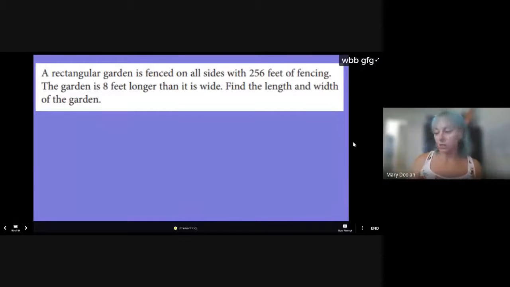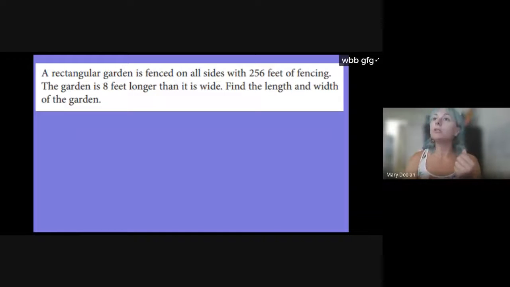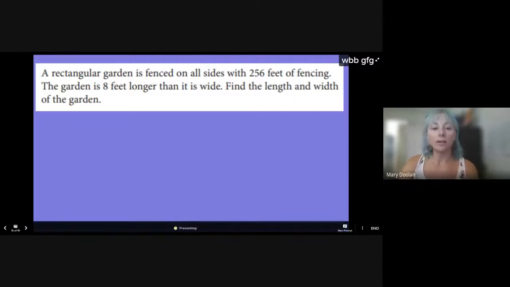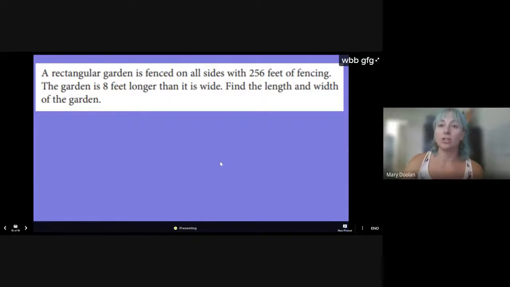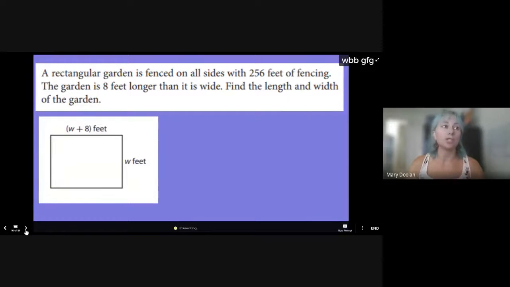All right, we're going to look at another story problem. This story problem says a rectangular garden is fenced on all sides with 256 feet of fencing. The garden is 8 feet longer than it is wide. Find the length and the width of the garden. Well, if you were given a story problem that lends itself to drawing a picture, you should probably draw a picture because that will help you visualize what it is you're trying to do. So the picture that goes with this problem looks just like this.